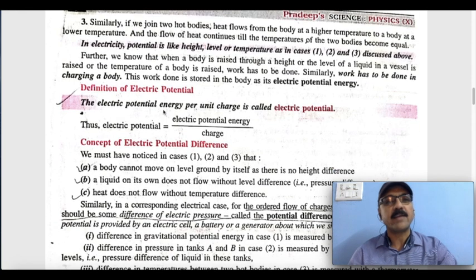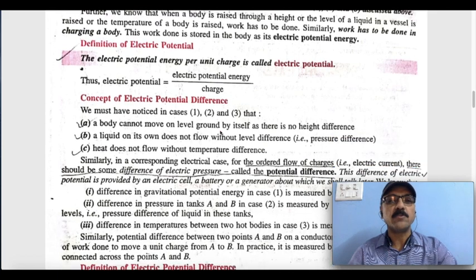The electric potential energy per unit charge is called electric potential. Electric potential equals electric potential energy upon charge. The unit of electric potential is volt. So 1 volt equals 1 joule by 1 coulomb, where the energy unit is joule and the charge unit is coulomb.